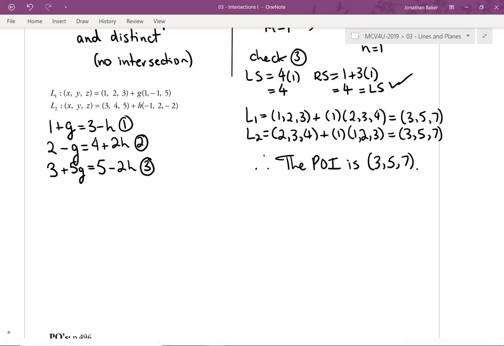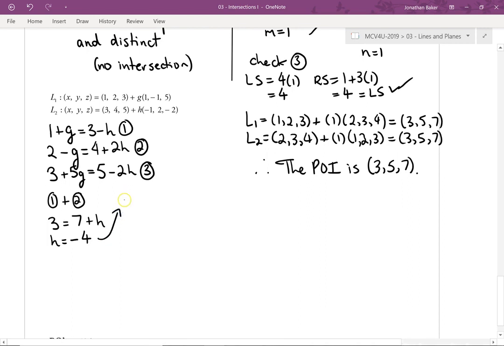Okay, we could start this one by adding 1 and 2, right? Because we've got a g and a negative g there. So let's add those equations, and we're going to get 3 equals 7 plus h, or h equals negative 4. And we could plug this into equation 1 to get our g value. So 1 plus g equals 3 minus negative 4, and 1 plus g equals 7, and so g equals 6.